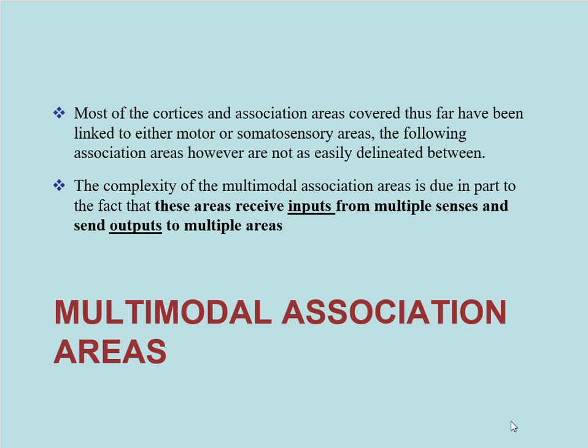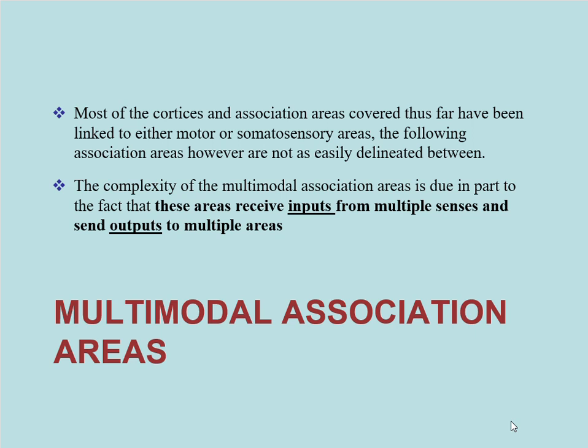Next, we're going to be looking at the multimodal association areas. Now, a lot of the cortices and association areas that we've been looking at thus far have been linked to either a motor or somatosensory area. We've kind of separated them that way, motor or sensory. Well, there are association areas that we haven't quite yet talked about, but they're not as easily linked to one or the other.